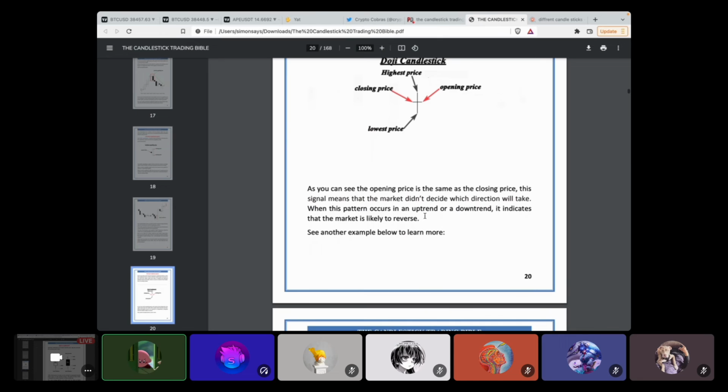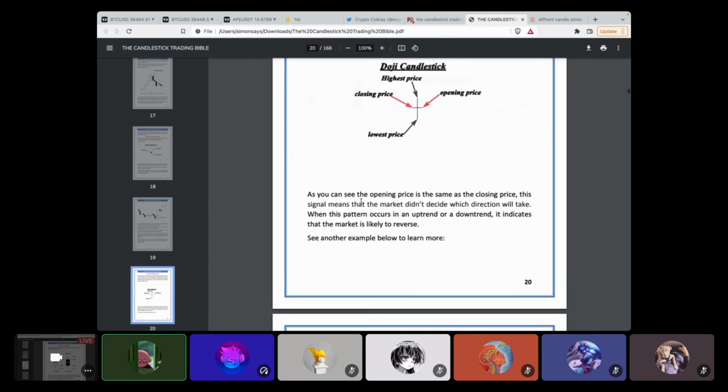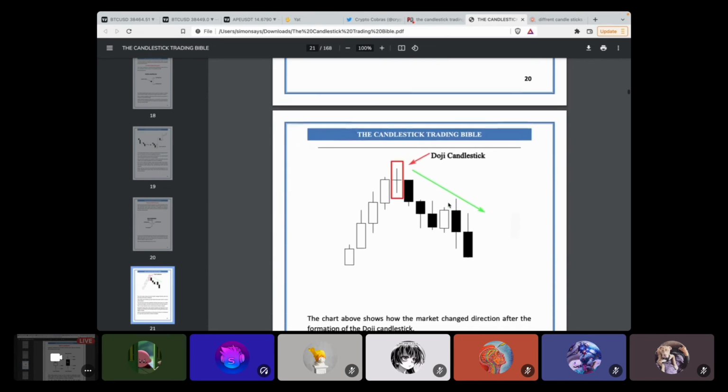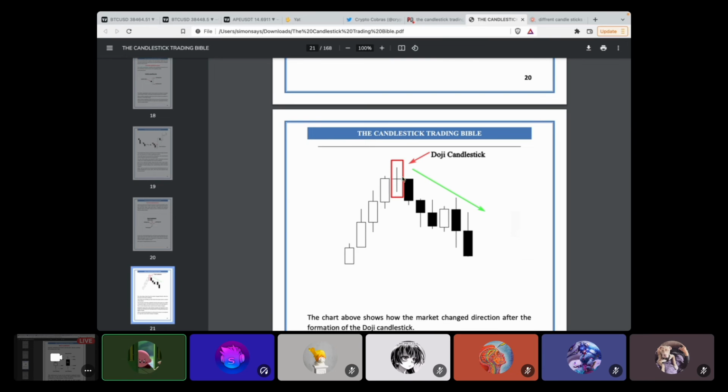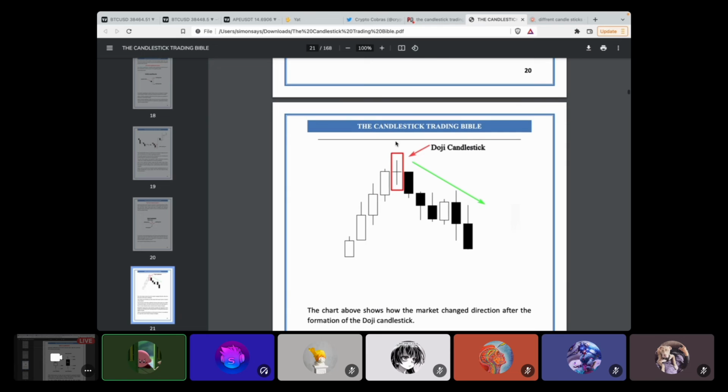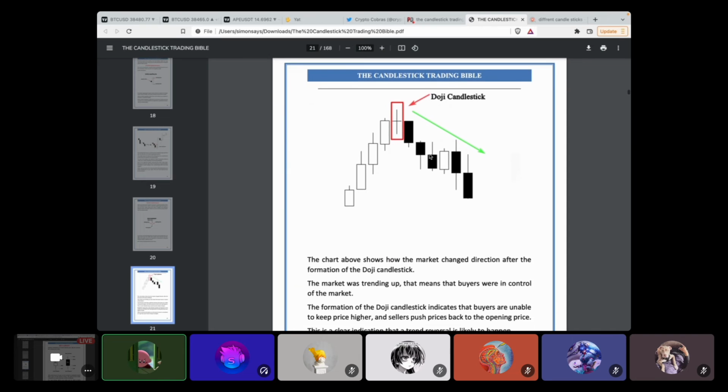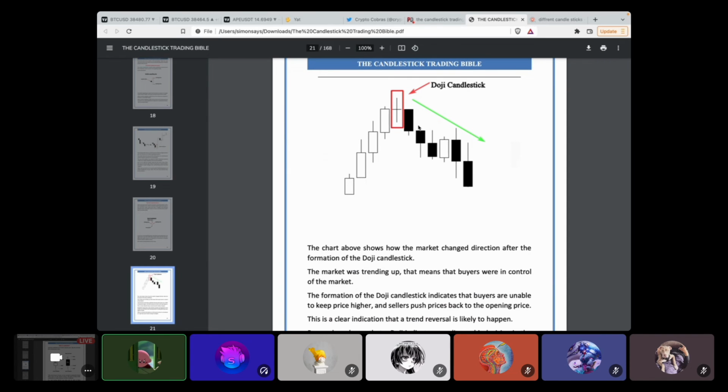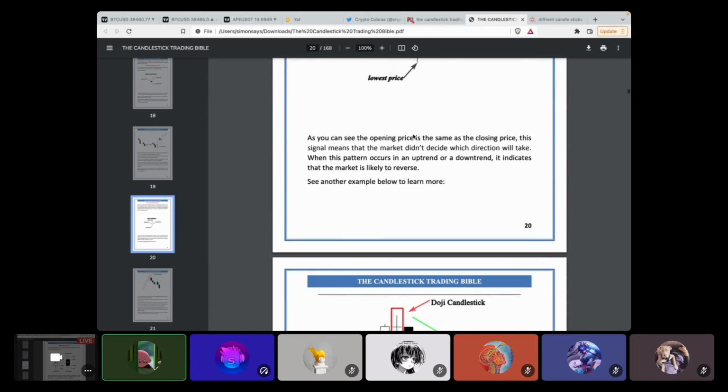As you can see, the opening price is the same as the closing price. This signal means it can't decide. Doji. We see after the Doji, we had a nice downside. This doesn't happen all the time. The Doji could also hold the support, maybe hold the support of the Doji and then continue. Or maybe after the Doji, it just continues right straight away. But in this case, the Doji showed the indecision in the market and then we reversed.